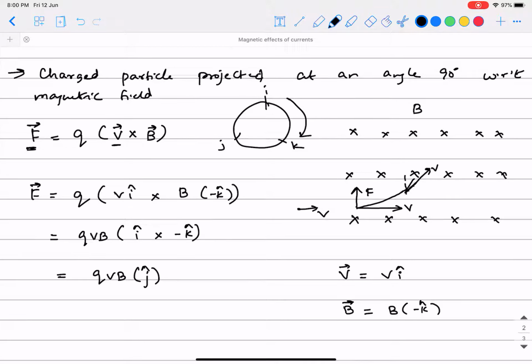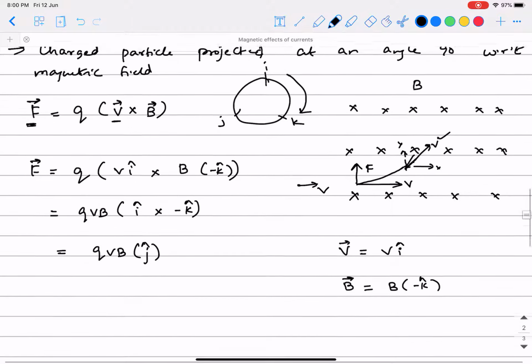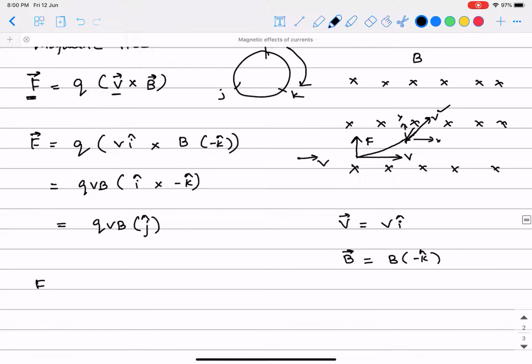So at this point, I'm considering this to be the x-axis and this to be the y-axis. If you observe, the velocity vector of the particle is entering into which quadrant? It is entering into the first quadrant. So this is at point 1. Let's see what is happening at point 2.